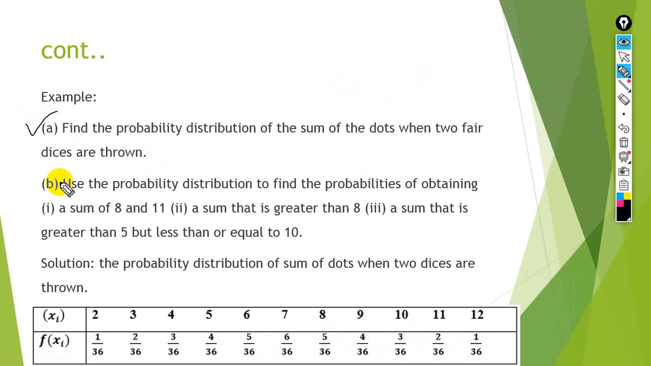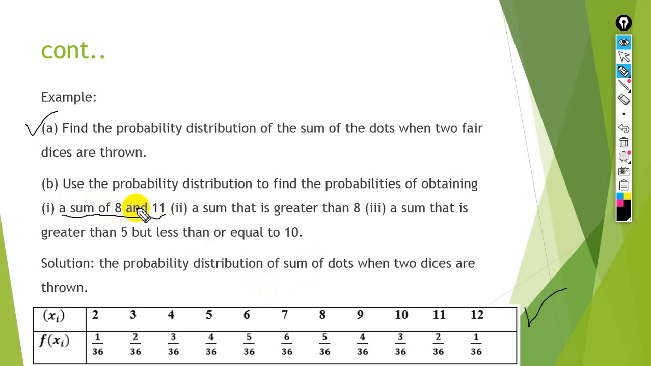What does the second part say? Use the probability distribution table to find the probabilities of: a sum of 8 or 11; a sum that is greater than 8; a sum that is greater than 5 but less than or equal to 10. So now I want to find the probability of a sum of 8 or 11.